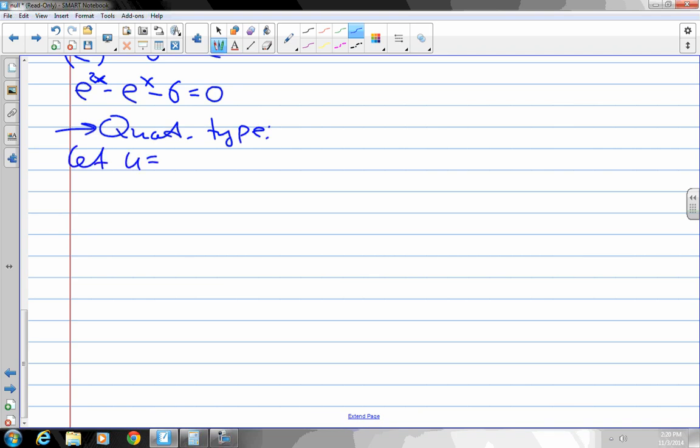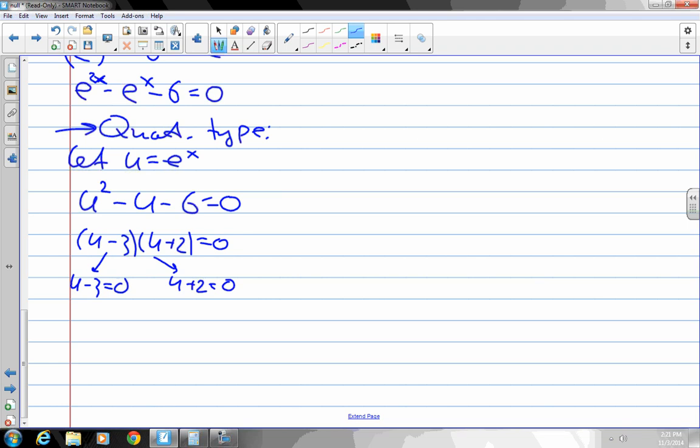Let u equal e to the x. Then when you substitute u for every e to the x, you'll get u squared minus u minus 6 equals 0. We'll just focus on solving for u first, and then we'll resubstitute, as we did in chapter 2. This one is factorable, right? Set each factor to 0: u minus 3 equals 0, u plus 2 equals 0, so u equals 3, u equals negative 2.